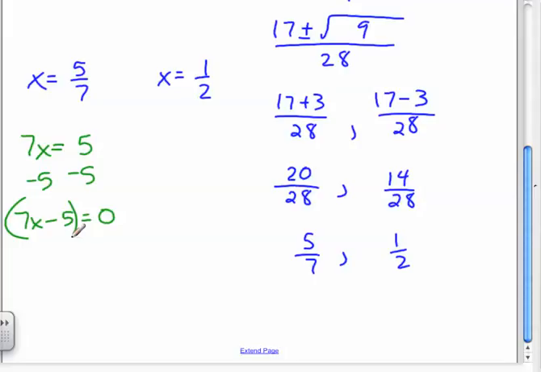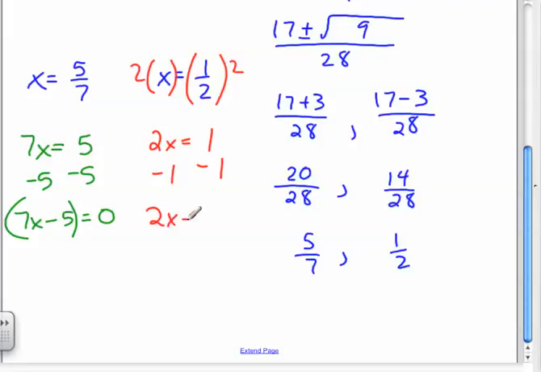Okay? CC, how do I get rid of 2 in the denominator? I multiply both sides by 2, and it gives me 2x is equal to 1, right? Okay, now how do I get rid of the 1, Joe? Subtract 1 from both sides, and I get 2x minus 1 is equal to 0. And that's my other factor.